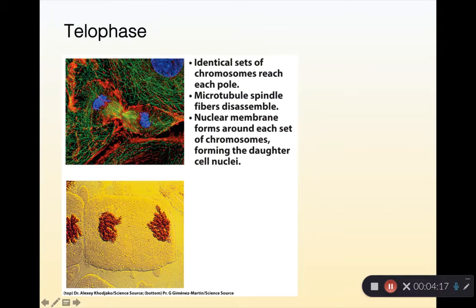The next phase is telophase, and this is basically showing that we're getting all the chromosomes on each side of those poles. You start to get the spindle fibers disassembling, and importantly, the nuclear membrane starts to form around each set of chromosomes, creating two daughter nuclei in what are going to be each of these new cells.